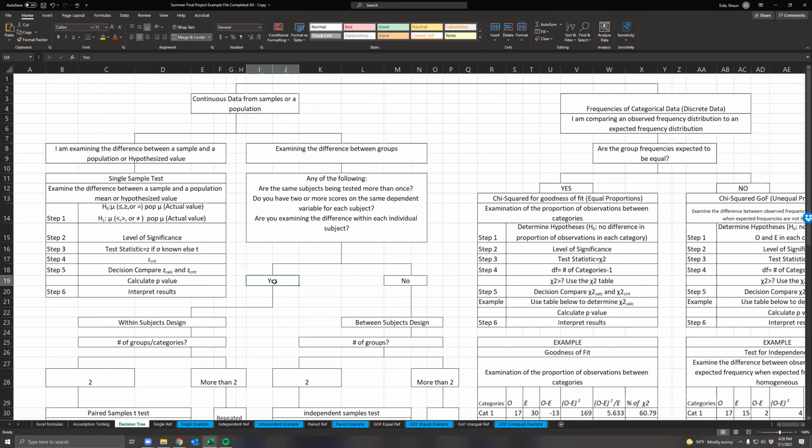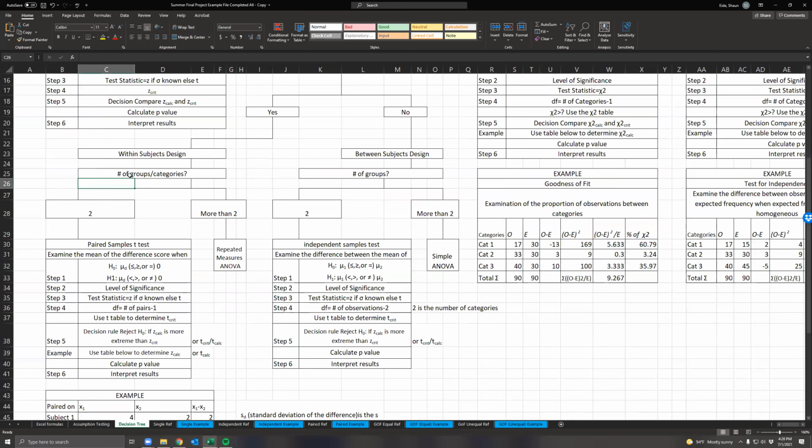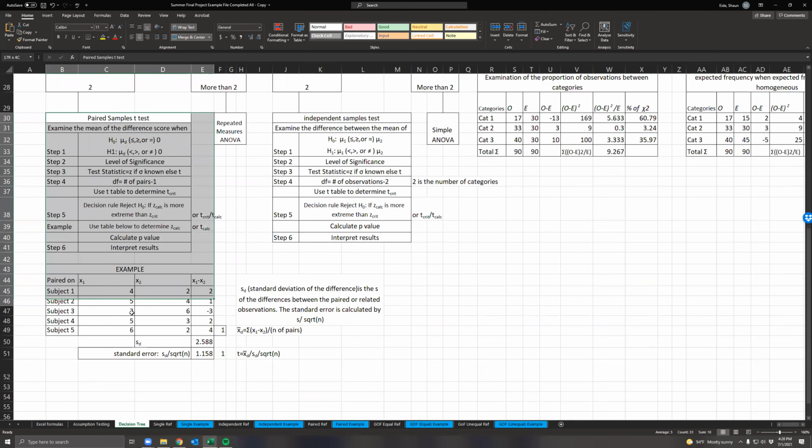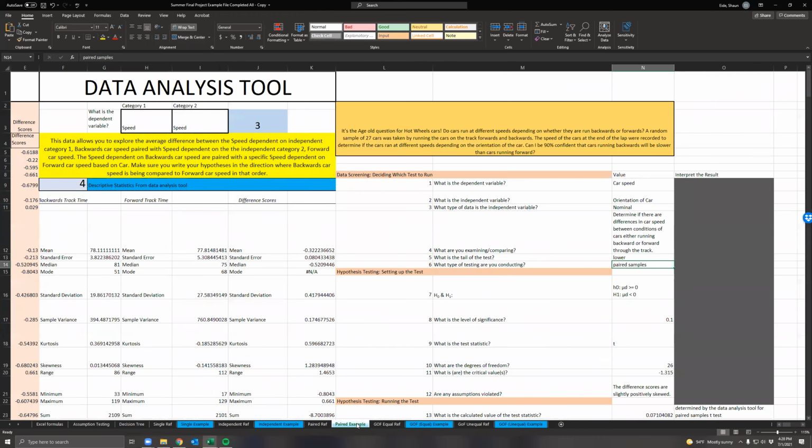And so the answer is yes, which brings us to within subject design, which you don't have to necessarily know, but basically you're saying we're looking at the conditions within a whole bunch of individual subjects, and we are looking at two different groups, one going backward, one going forward. Therefore, we are going to be running a paired samples t-test. And this is how, a simple 6-step process of running a paired sample t-test to get the t-value, the t-score right down there.